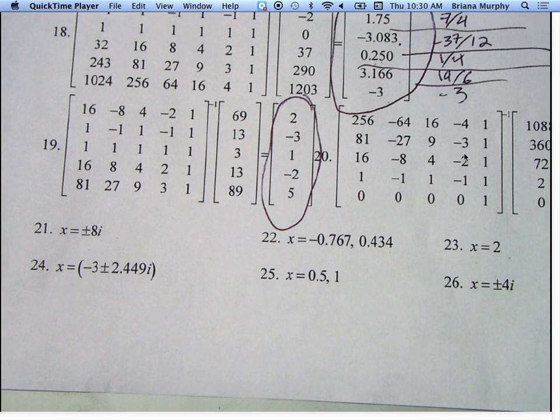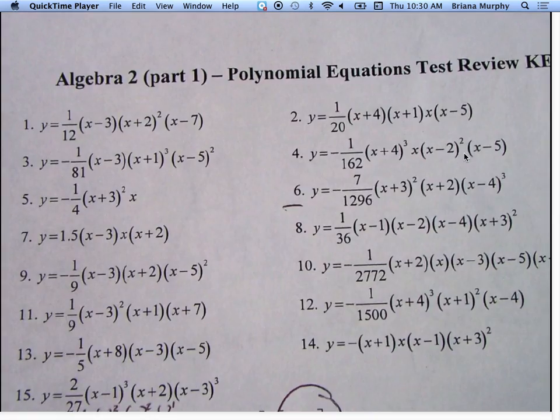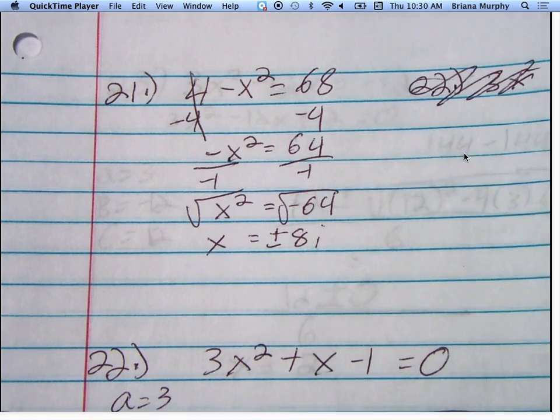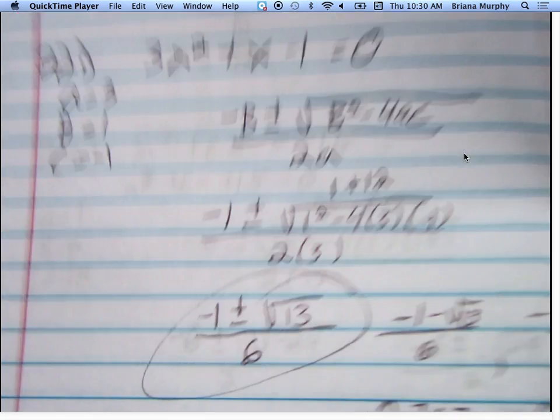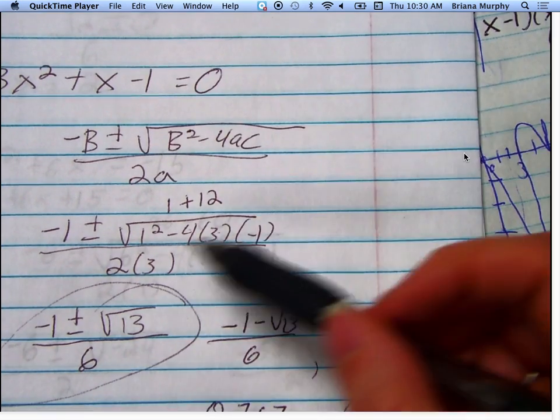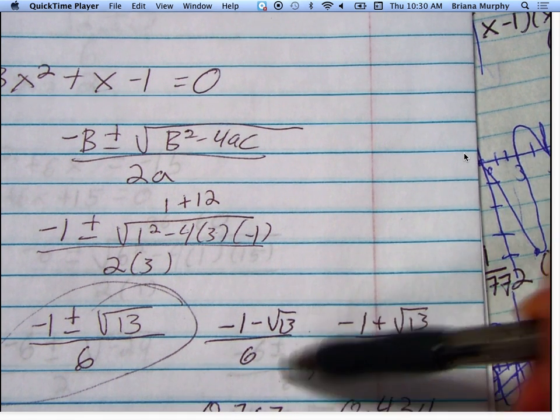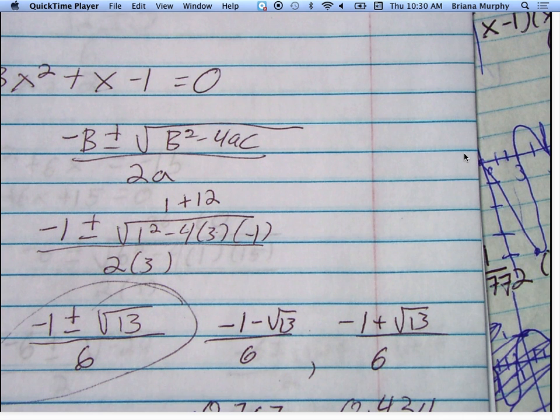Let's see if I can find the right paper. I would say number 21 is plus or minus 8i. 22 I would leave like this: negative 1 minus square root 13 over 6 and negative 1 plus square root 13 over 6.